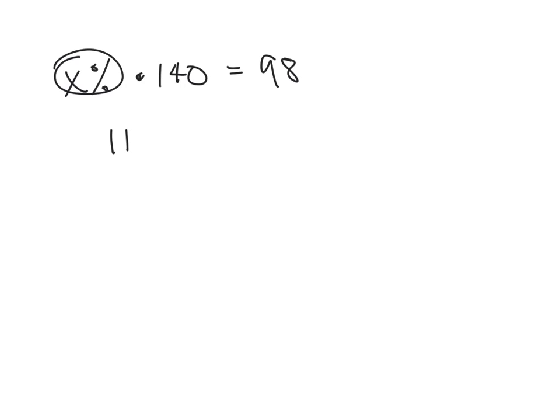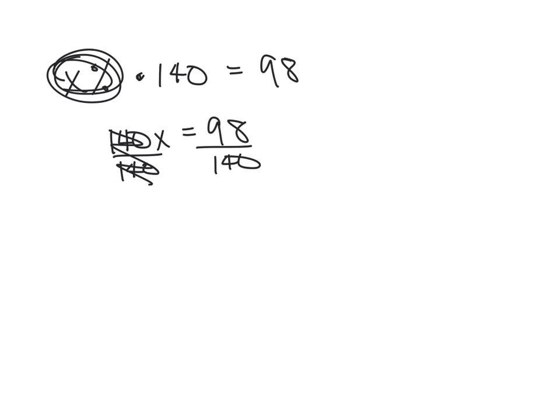Get rid of all this stuff. It says what percent of, so we're going to use what percent. I'll just put a percent sign there so we know what we're doing. What percent of 140 is 98? So this is our x. So we have 140 times x equals 98. Divide by 140, divide by 140, those cancel. 98 divided by 140 is, looking at my calculator here, 0.7.